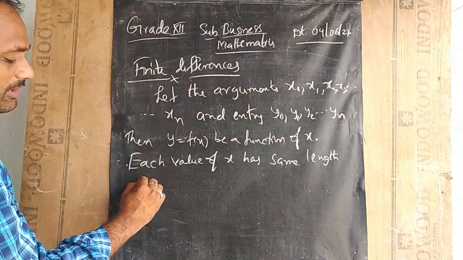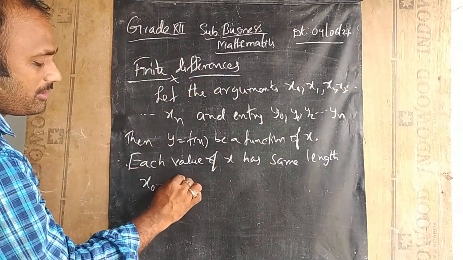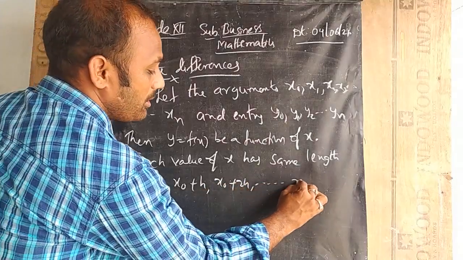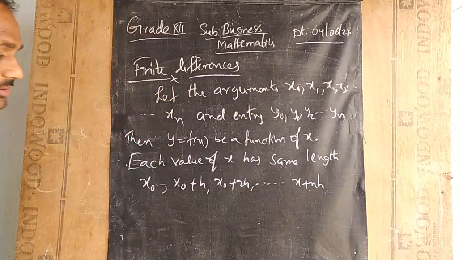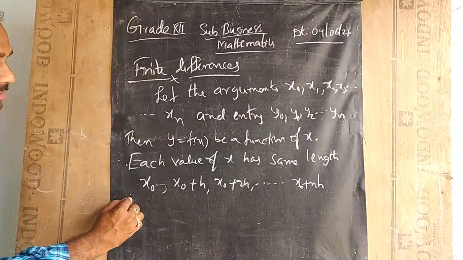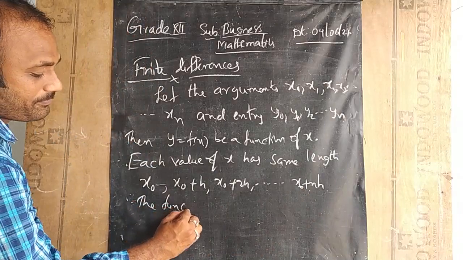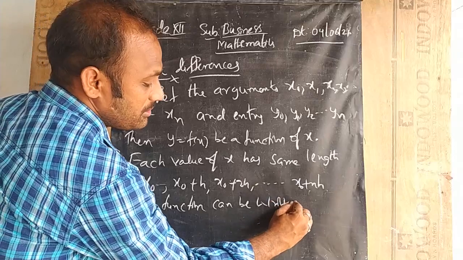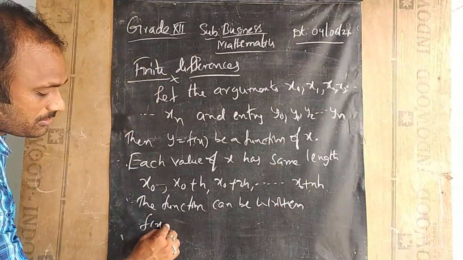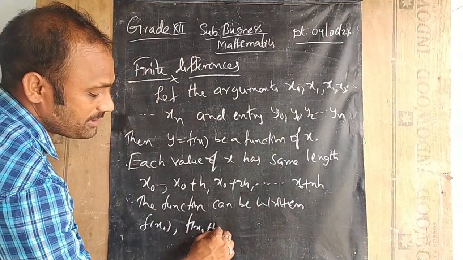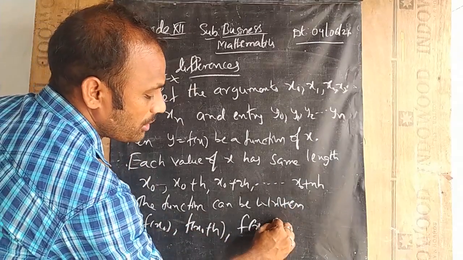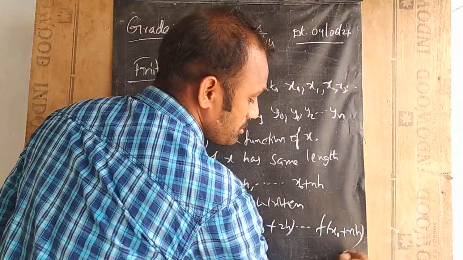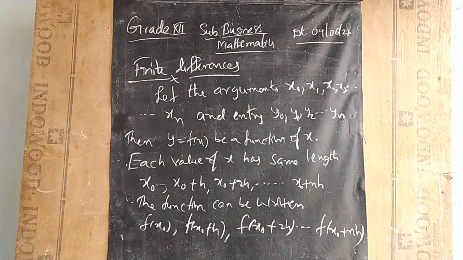So what can we write here? We can write it as x0, x0 plus h, x0 plus 2h, and so on, x0 plus nh. This is about the given. Now the function can be written as f of x0, f of x0 plus h, f of x0 plus 2h, and so on, f of x0 plus nh. So this is about the finite series.